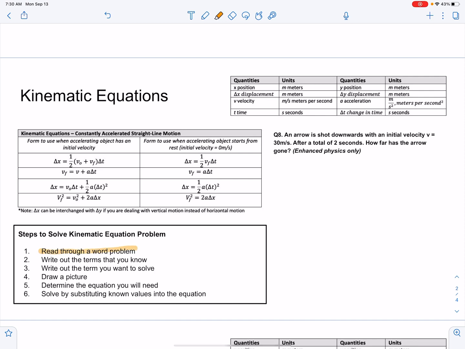Our procedure for solving these problems is the following. Read through the word problem, write out the terms you know, write out the term you want to solve, draw a picture, determine the equation you need, and solve by substituting known values into the equation. All right, let's read our problem first.